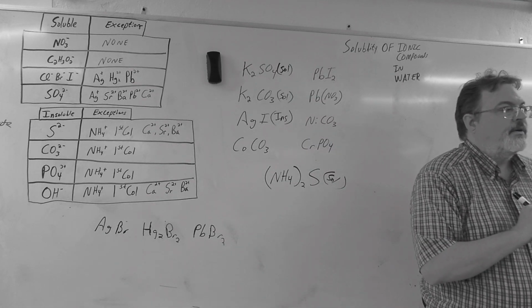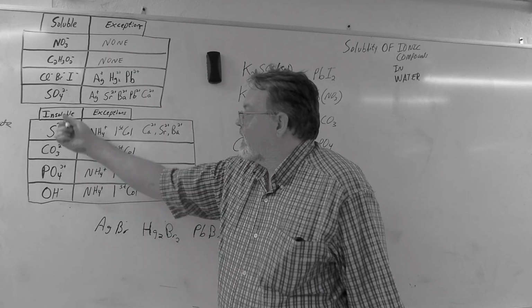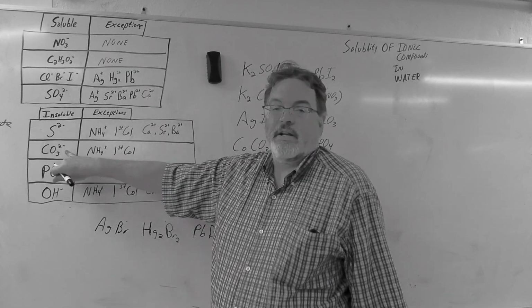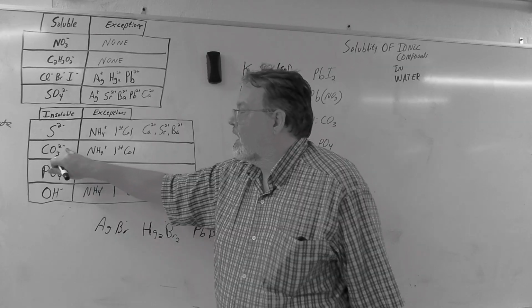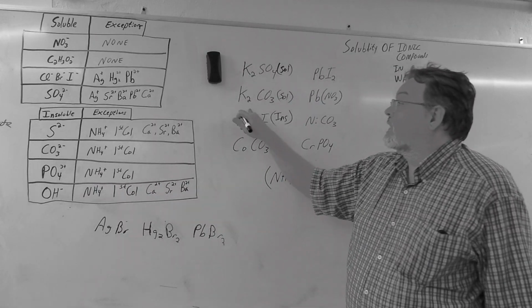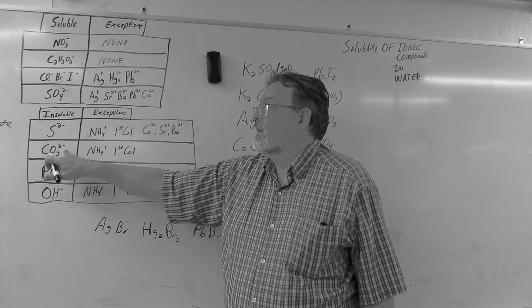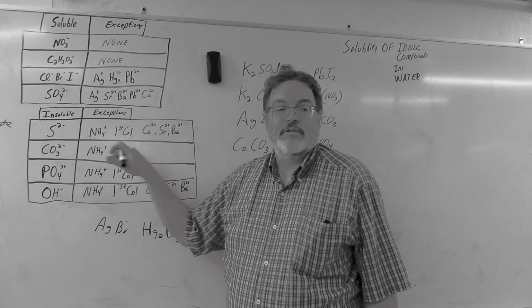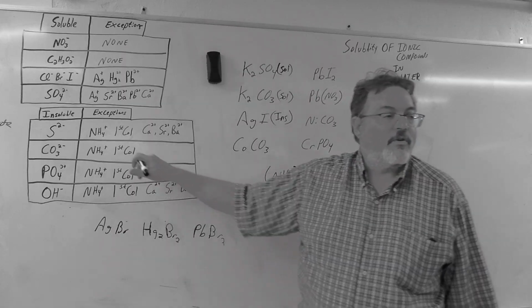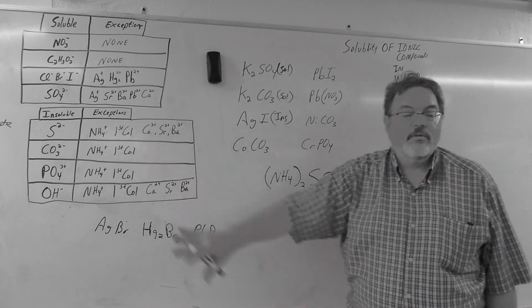Can you explain the second one again? This one? Yeah. Did I do it wrong? CO3, everything with CO3 in it is insoluble except these. First column, K is in the first column. So this CO3 is not insoluble, it is soluble because the K is from the first column. Down here, the exceptions are soluble.